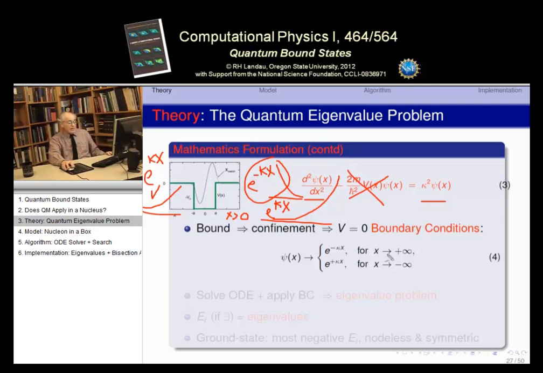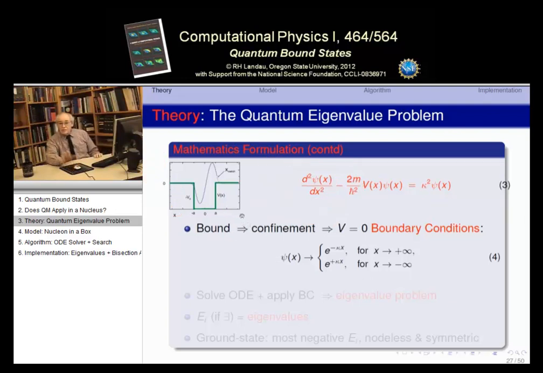We want the boundary conditions to be that the wave function goes like e to the minus kappa x for positive x, and goes like e to the plus kappa x for negative x. So that's the boundary condition. That's the extra part that makes this an eigenvalue problem and not just solving an ordinary differential equation. If you can find an energy for which all the boundary conditions are satisfied and the differential equation is satisfied, then we have a solution.